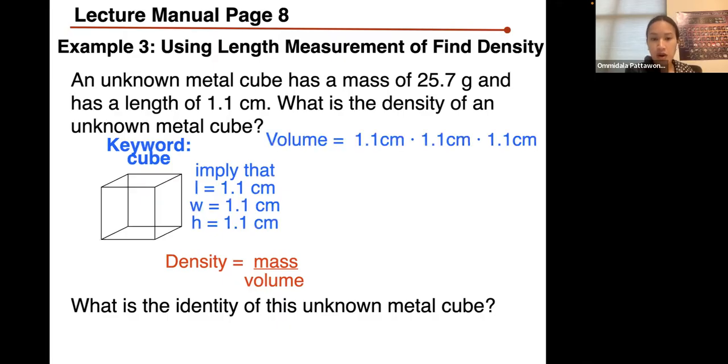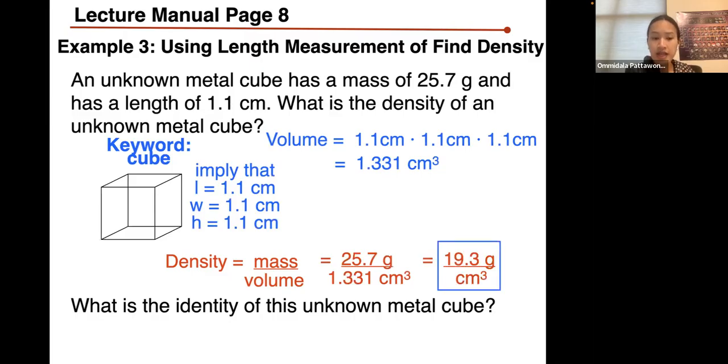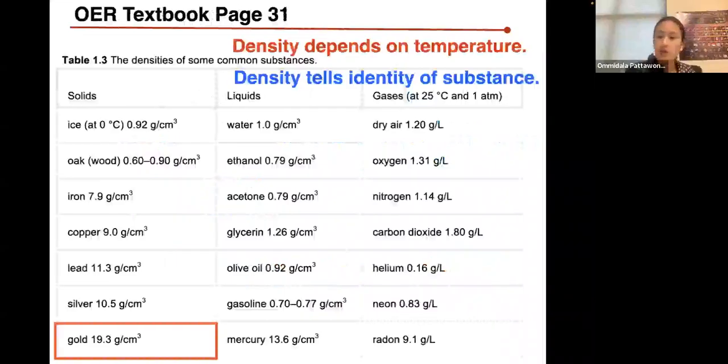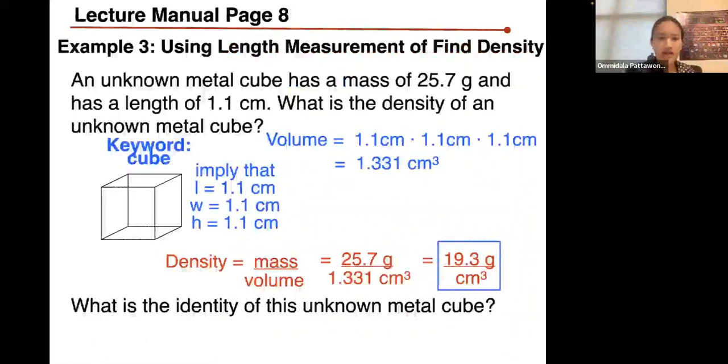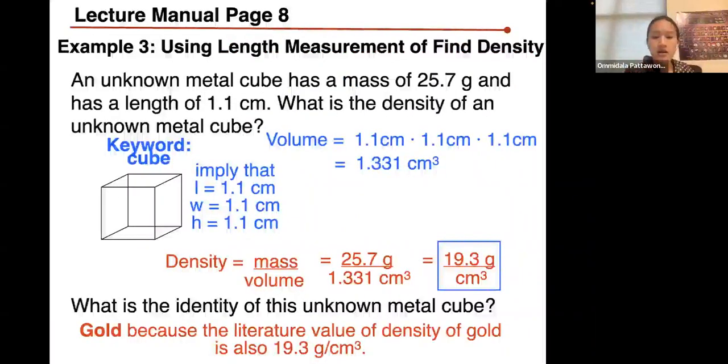Okay, so the volume would be when you multiply all those three together, right? So you are going to get it in cubic centimeters. Now put this together: you have mass already, divided by the volume. You are going to get the density of 19.3 grams per cubic centimeter. Therefore, the identity of this unknown metal would be gold.